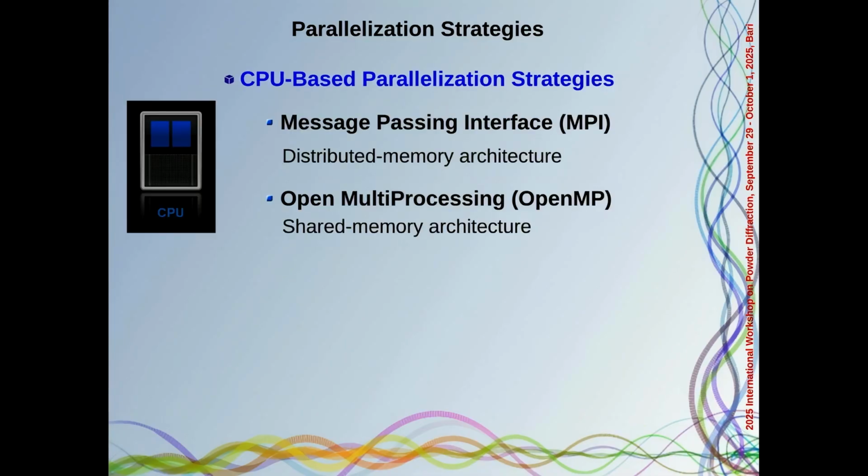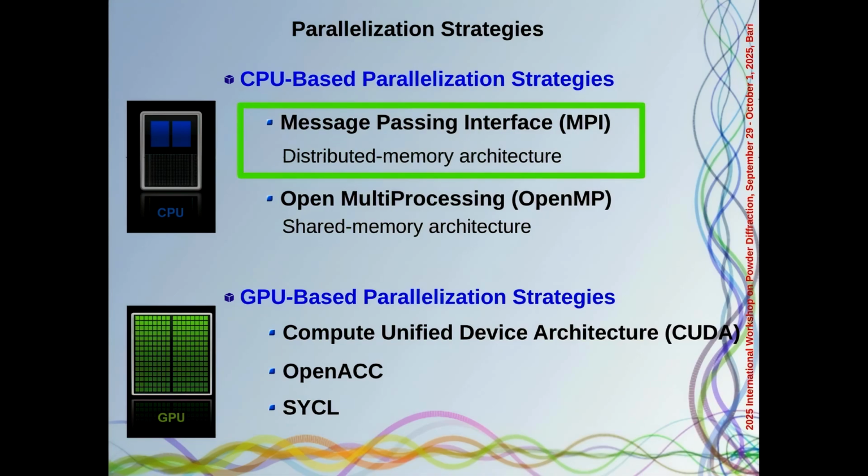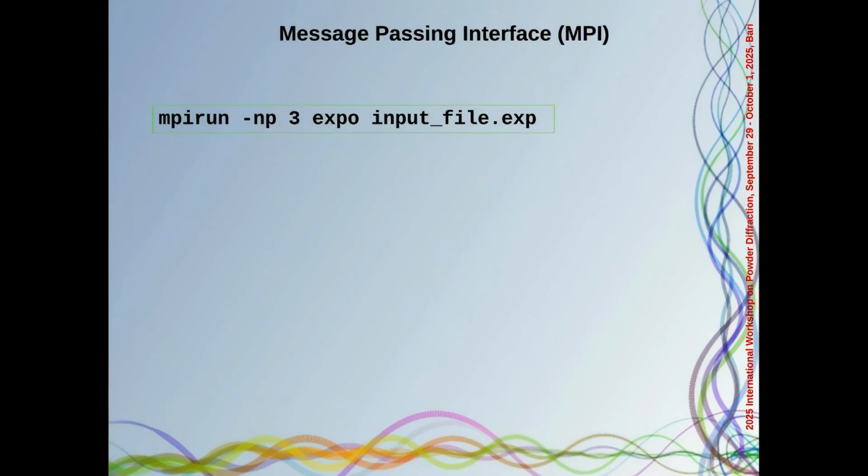There are several parallelization strategies that you can use today. In general, to parallelize using CPU, the traditional methods are MPI and OpenMP. It is also possible to parallelize using GPU, and the most used strategies are CUDA, OpenACC or OpenCL. In EXPO we have parallelized the program. I have already described very quickly how to run the parallel version of EXPO: you have to use the launcher mpirun.